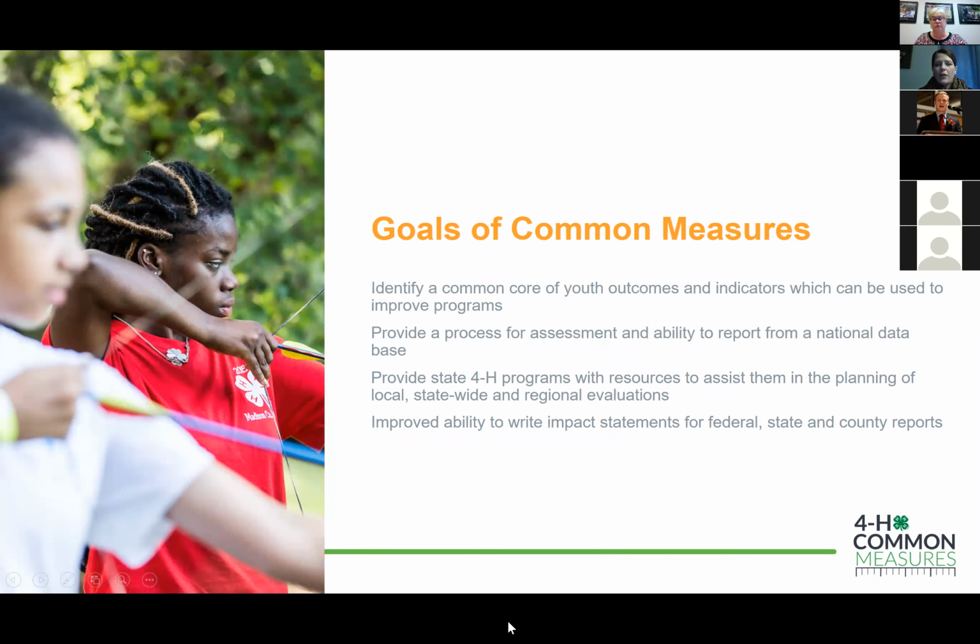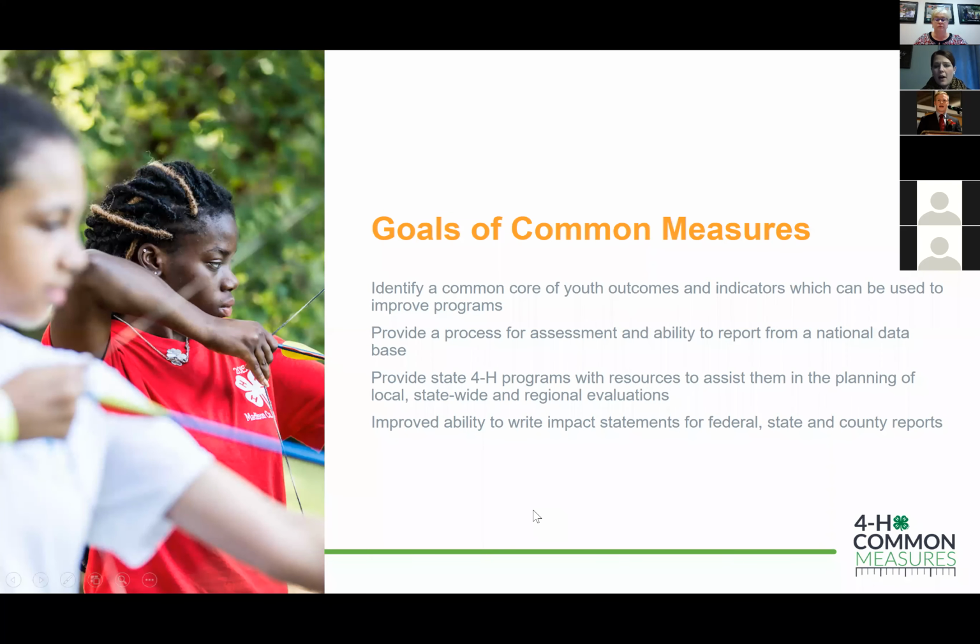So overall, the goals of Common Measures are to identify a common core of youth outcomes and indicators which can be used to improve programs. So we've identified in the areas of science, citizenship, healthy living, we have a universal positive youth development instrument and a 4-H experience instrument with a series of outcomes for each of those, and with those outcomes, indicators that help you understand if in fact those outcomes are being achieved.